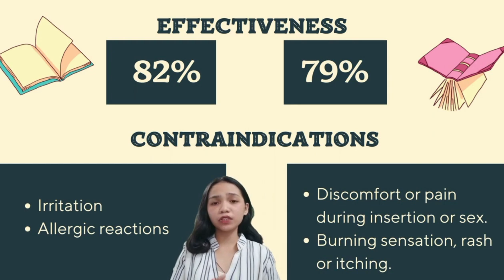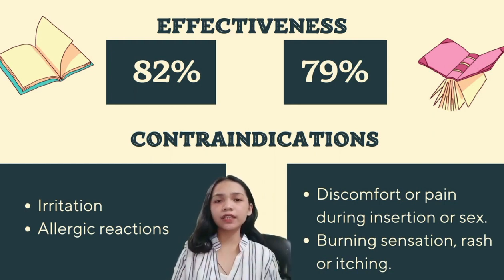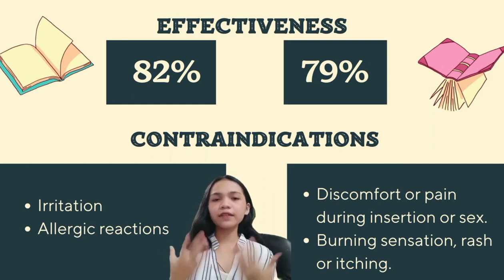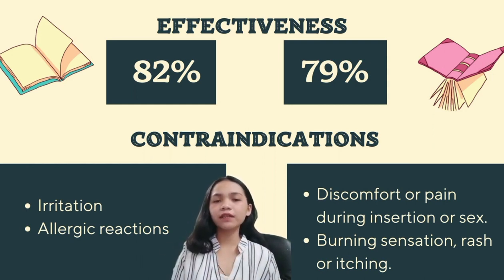So the male condom is 82% effective, and its contraindications are irritation and allergic reaction. So if you are allergic to latex, which is the common condom material, you can try condoms made of polyurethane. This is an alternative to latex. While they don't differ much from each other, polyurethane condoms are a little more prone to breakage, so they are slightly less effective compared to latex. And the female condom is 79% effective. Its contraindications are discomfort or pain during insertion or sex, burning sensation, rash, or itching.